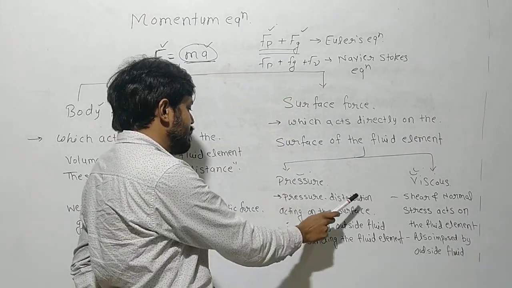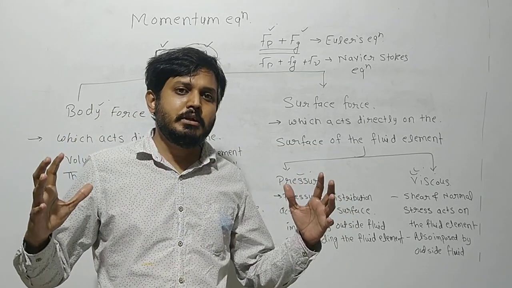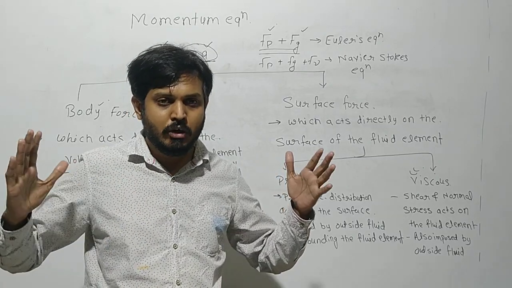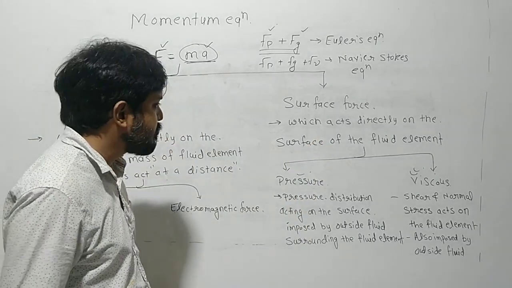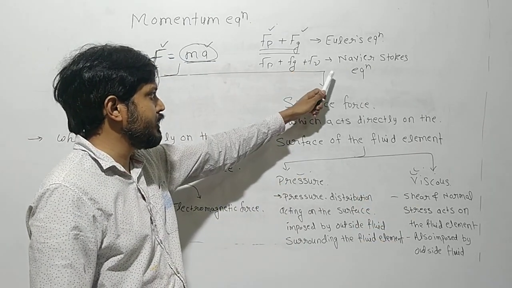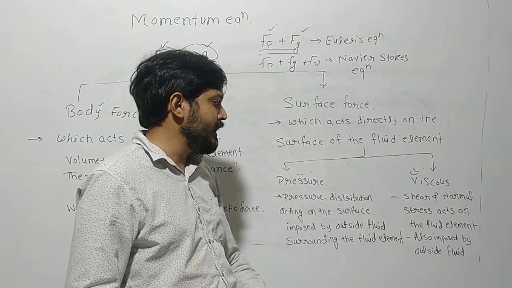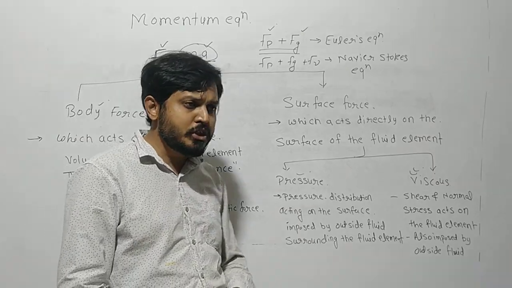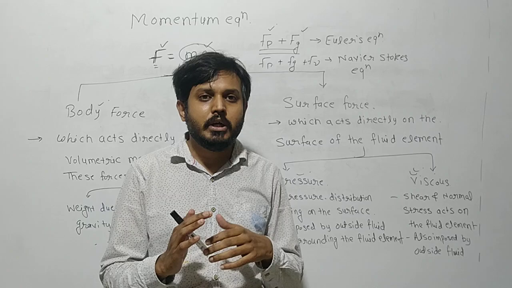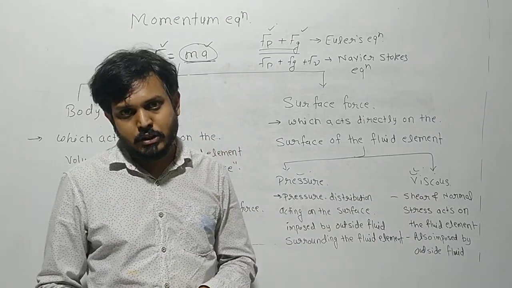Pressure force acts distributed on the surface, imposed by the outside fluid surrounding the fluid element. Always remember, pressure force direction is compressive in nature. It will not be tension. It will always be compressive. The second important force is viscous force, which we have not included in Euler's equation. In Navier-Stokes equation, we include viscous force, where normal and shear component stress distributions act on the fluid element, also imposed by the outside fluid.